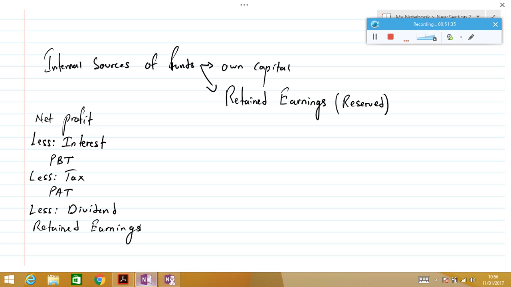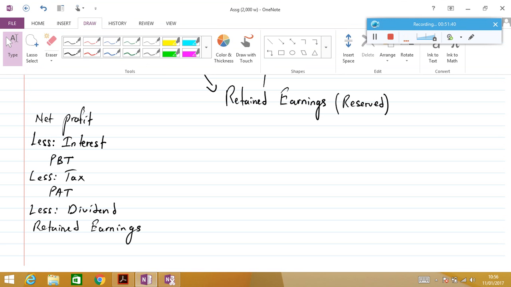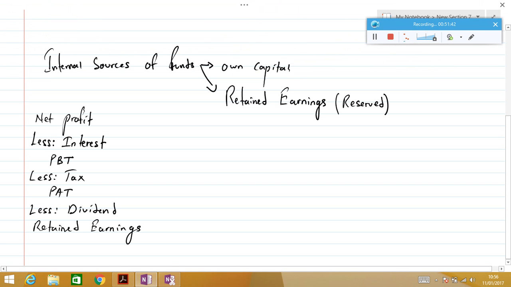Okay, let me give you an idea. If I put this in values, you have the first situation here. You have 1,000 of profit. Interest is 100. Then you get 900. Tax is 10%, for example. How much here? 90. Then you get what? 810. You pay dividend 10. You get 800. Very good.